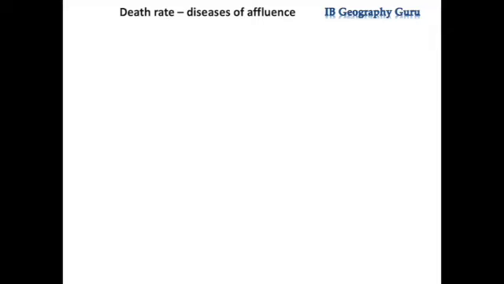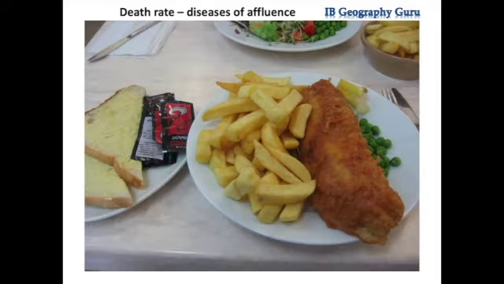Of the death rate as we get into stages 4 and 5 are diseases of affluence, and a lot of that of course relates to an unhealthy diet. Here you can see, although there's fish on the plate, you've got mushy peas, you've got French fries in abundance, you've got bread and butter, ketchup, not very good.